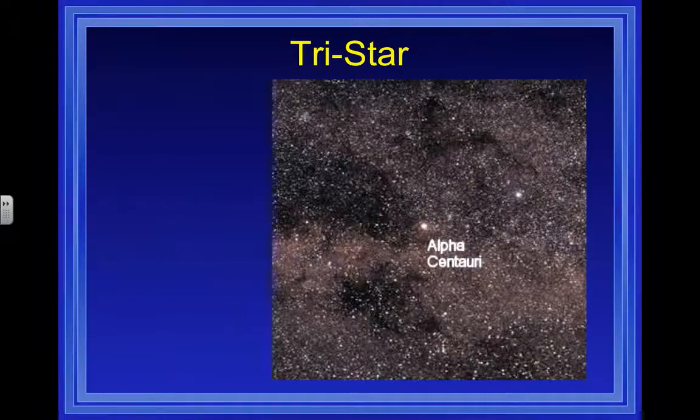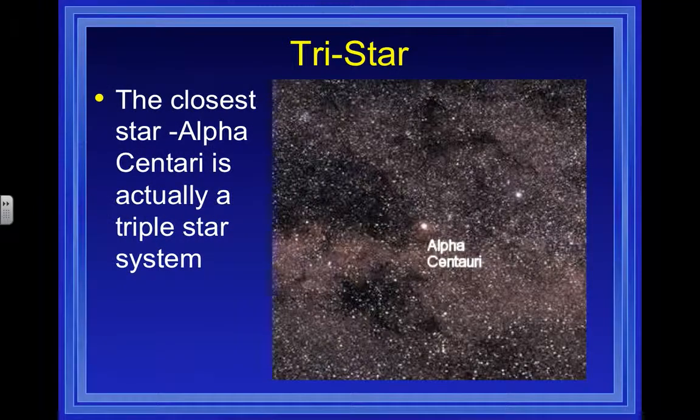We have a special situation where we have 3 stars that form what we call a single star. This is a tri-star situation, and it's called Alpha Centauri. This is the closest star to our sun. Alpha Centauri is actually a triple star system. 3 stars close together that appear as one.